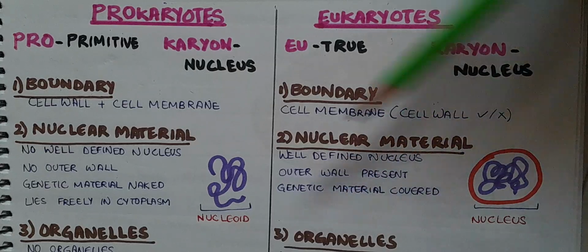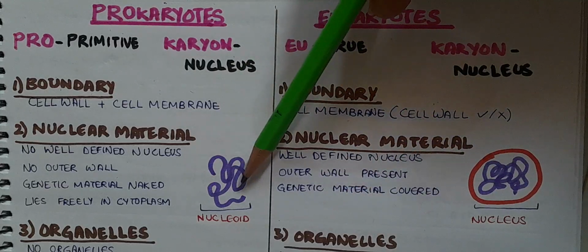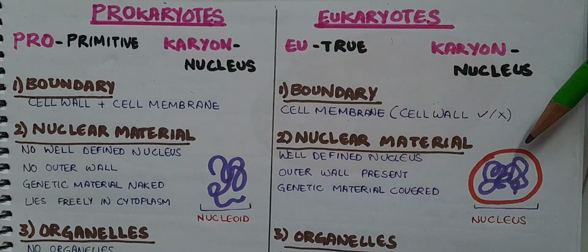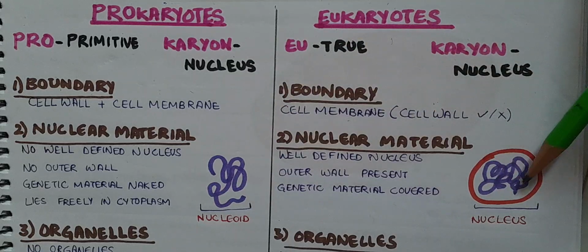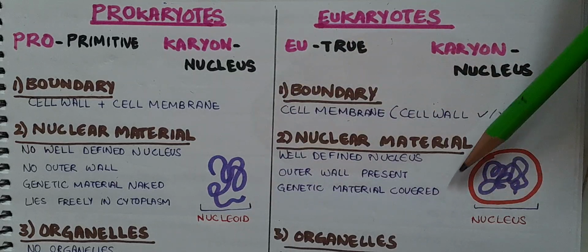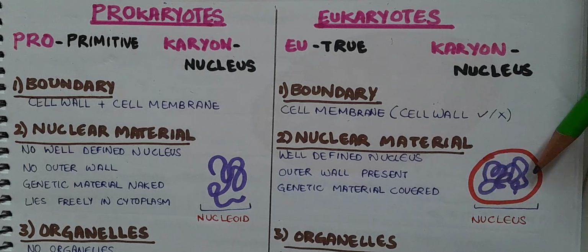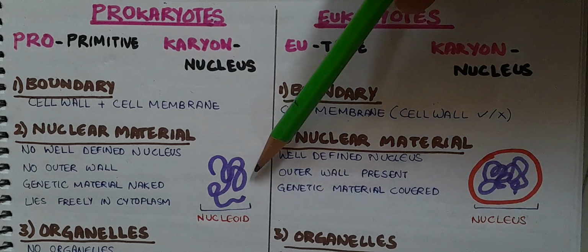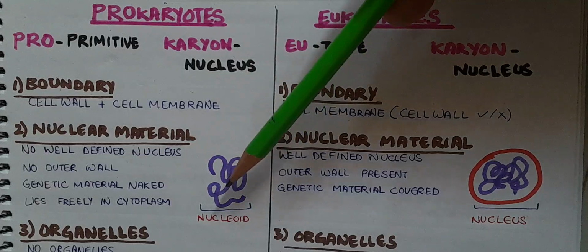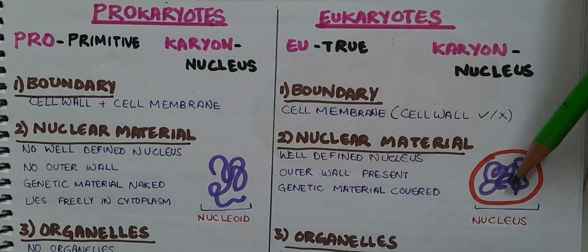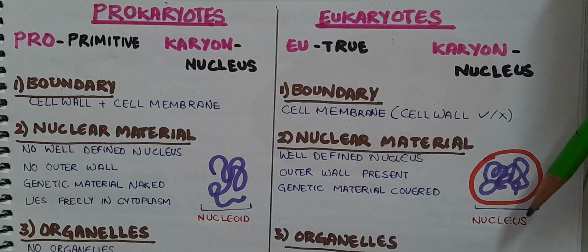Whereas in case of eukaryotes, a well-defined nucleus is present, outer wall is present and the genetic material is covered. As here, we had only a thread-like structure but no boundary. In case of eukaryotes, we have a thread-like structure made up of DNA and it is well covered with a nuclear membrane, hence it is called as a nucleus. So, genetic material without nuclear membrane is called as nucleoid. Genetic material with nuclear membrane is called as nucleus.